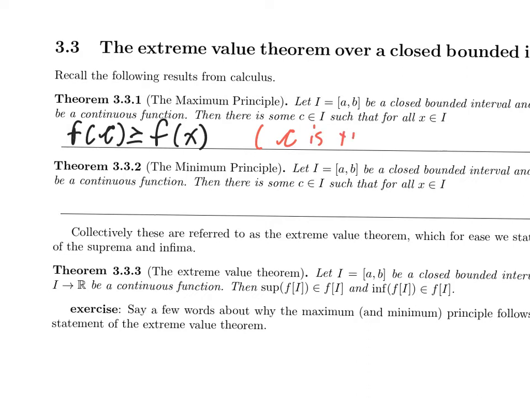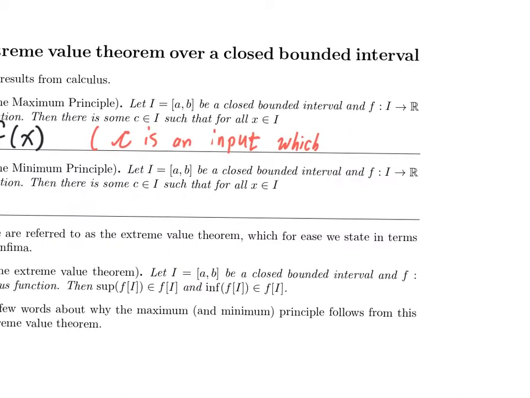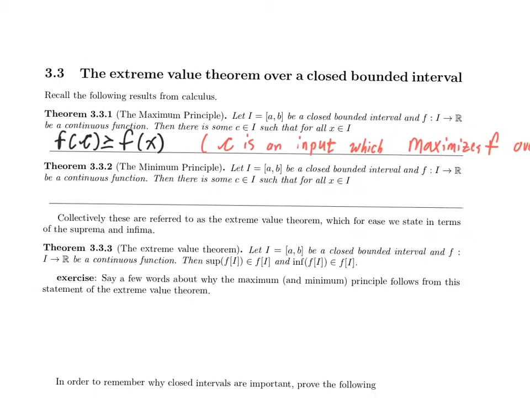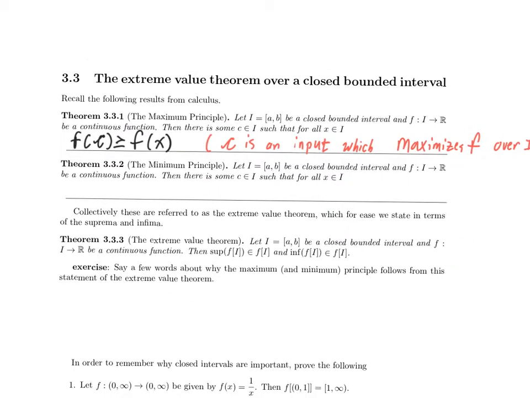c is an input which maximizes f over I. And so what this theorem is saying is that there exists such an input. You can maximize continuous functions over closed bounded intervals.